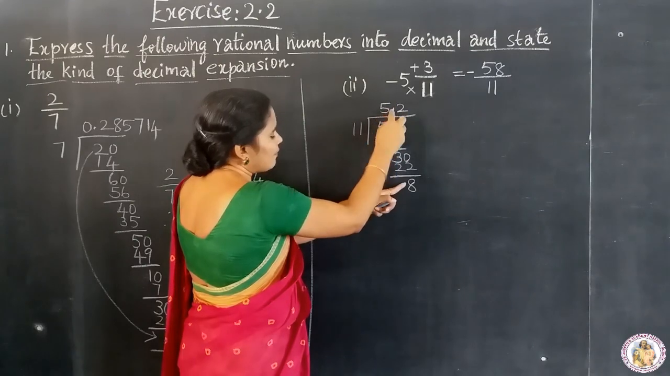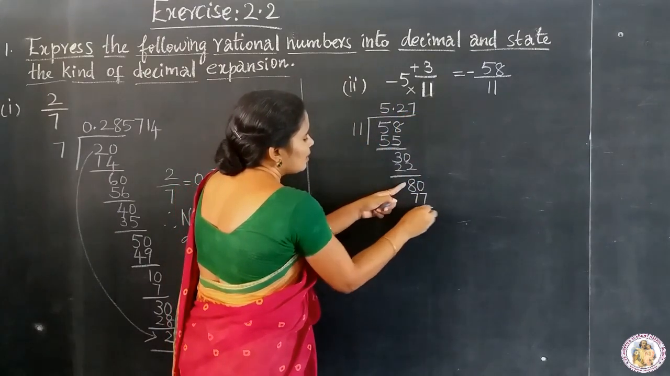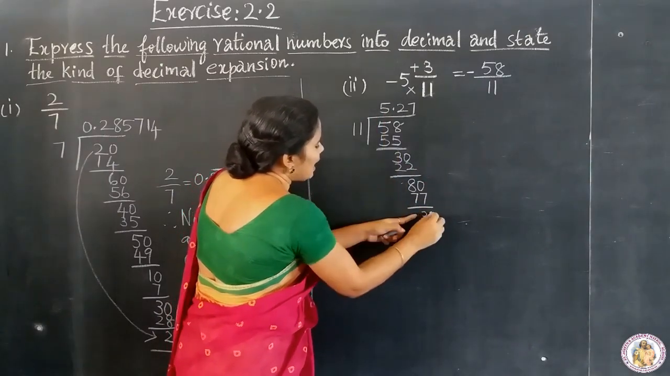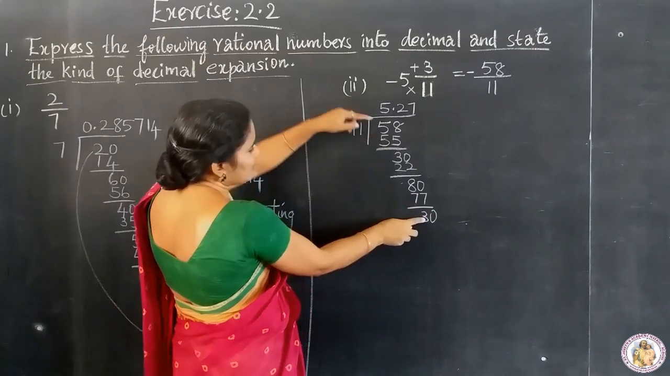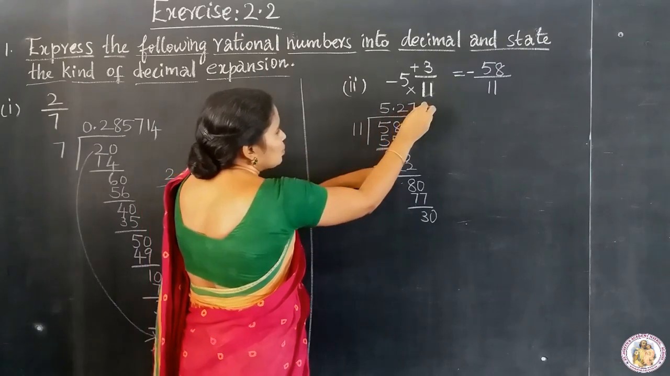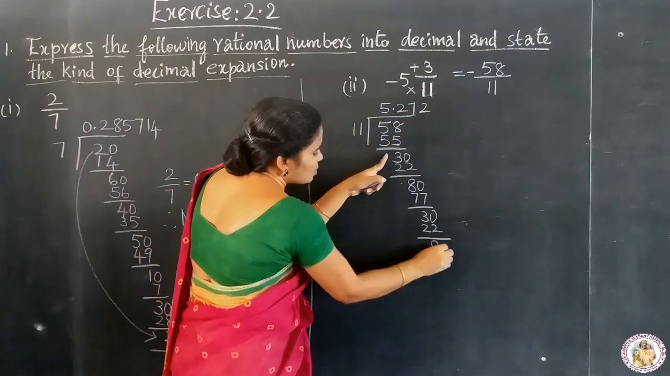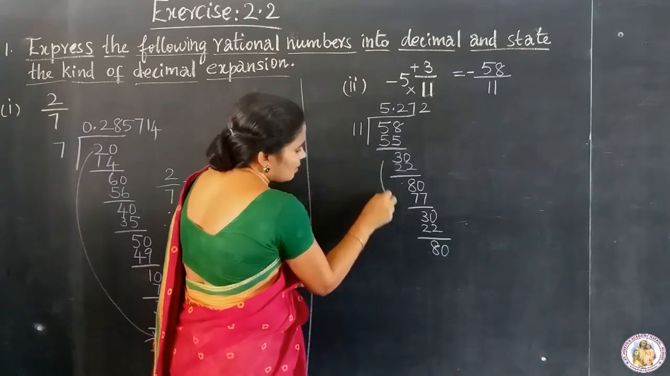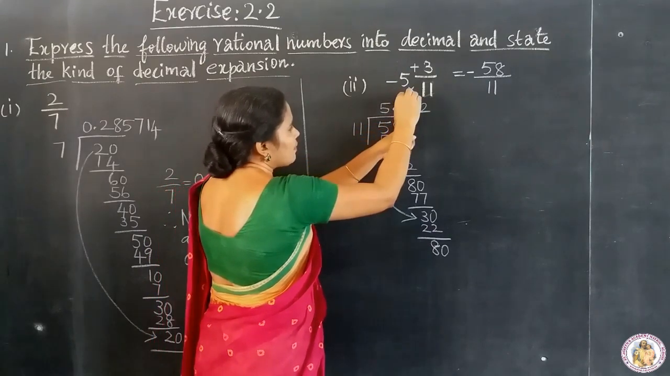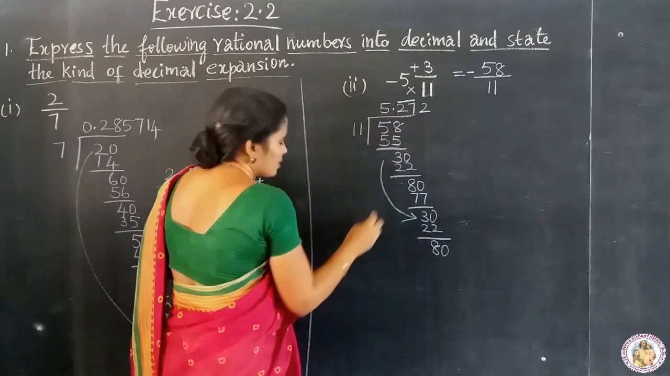Okay. Already we have decimal, so add 0. 11 7s are 77. Remaining 80 minus 77 is 3. Keep decimal, add 0. So now you can see, again we have come to this place. So 30, 11 2s are 22. And again we will be having 8, 0. So here it is repeated. So 2 7. So we can end up here 5.27.